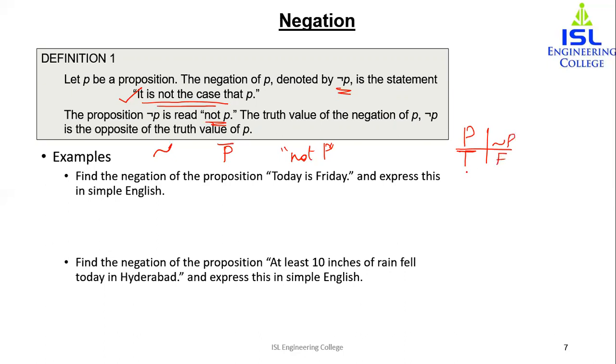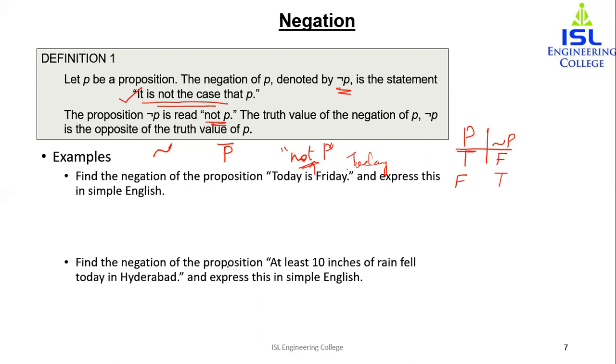If the proposition P is false, then negation P will become true. Now, example: find the negation of the proposition "today is Friday." So the statement P is "today is Friday." This can be expressed as "today is not Friday." You just have to attach the word not here, or it can also be said that it is not the case that today is Friday.